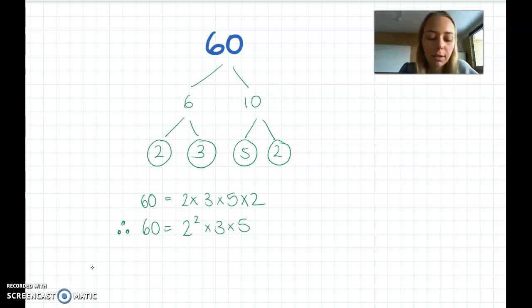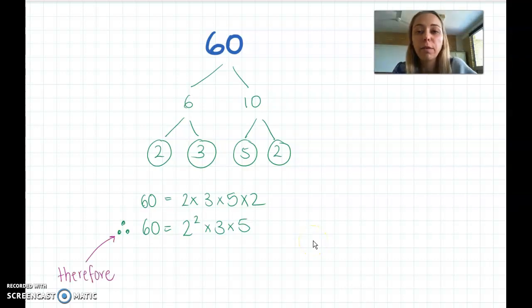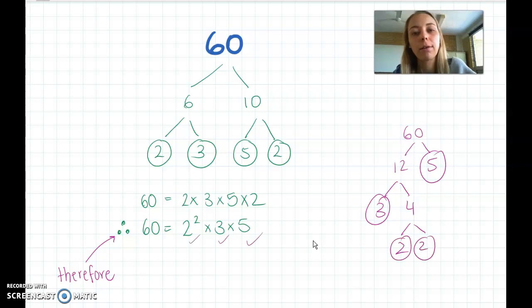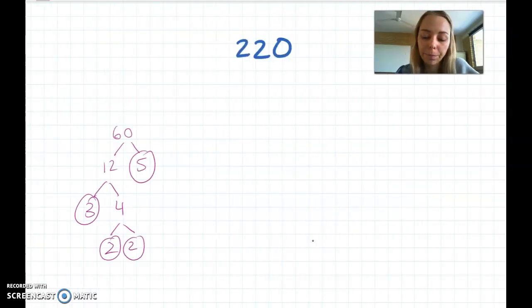Those 3 dots there just mean the word therefore. So therefore is represented by those 3 dots there. And again, you could have done your factor tree completely differently. You could have said, oh, well, I want to do 12 times 5. That's fine. 12 is 3 times 4. And then we get 2 times 2. And what do we get? We get 2 squared times 3 times 5. It does not matter how you do it.